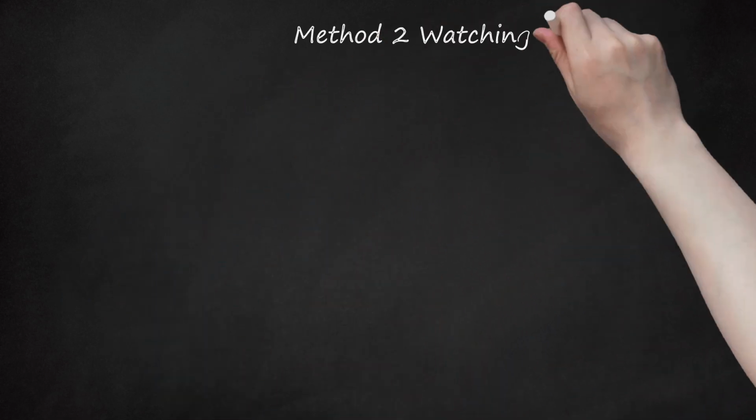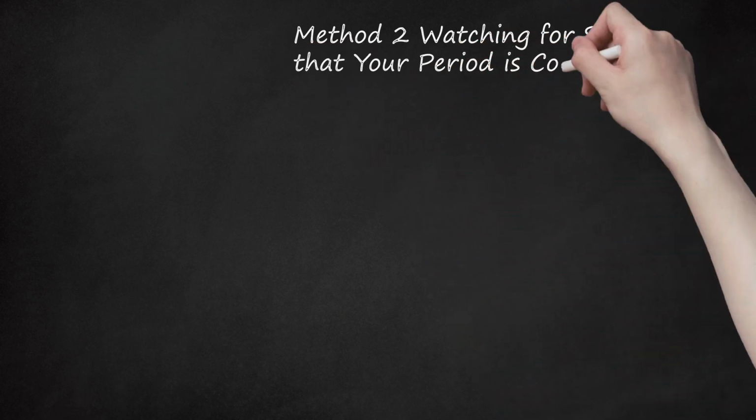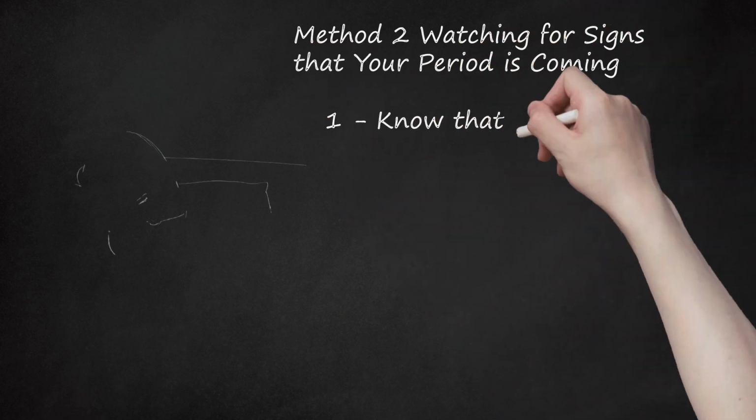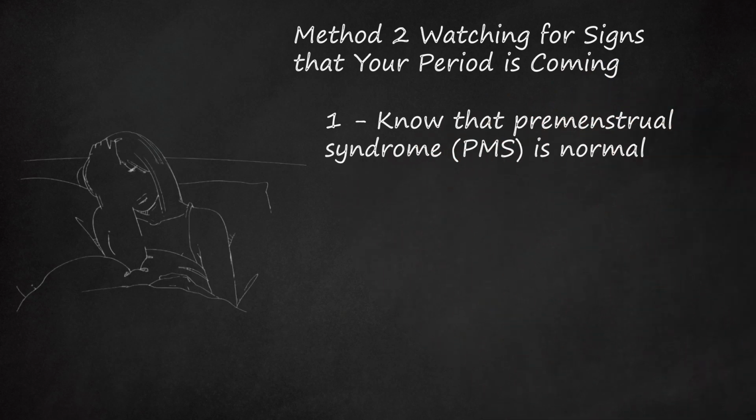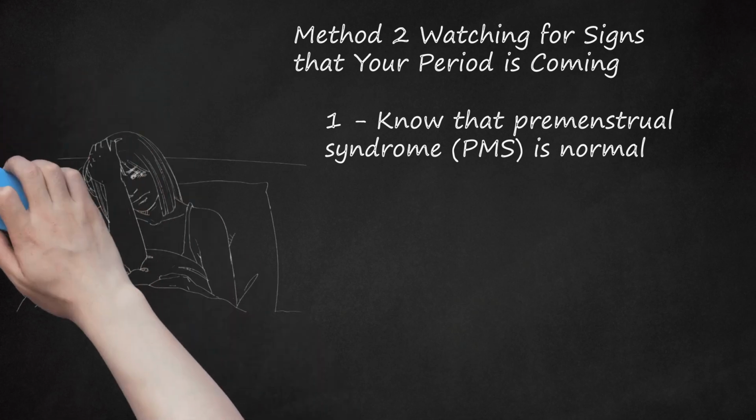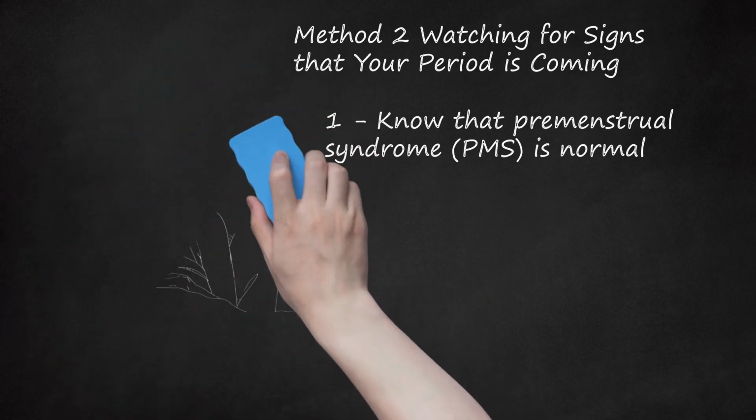Method 2: Watching for signs that your period is coming. 1. Know that premenstrual syndrome, PMS, is normal. Most women experience symptoms 1 to 2 weeks before the first day of their period. The symptoms usually go away after you start bleeding. PMS is different for everyone, and it is helpful if you document your symptoms as you track your period. Most women experience at least one PMS symptom as part of their menstrual cycle. Your symptoms can be both physical and emotional.